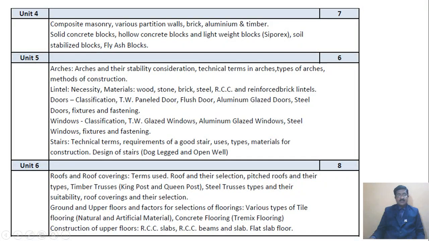Then unit number 6 requires 8 hours, which includes roofs and roof coverings, terms which are used in the covering section: roofs and their selection, pitched roofs and their types, timber trusses, which include king post and queen post, steel trusses, types and their suitability, roof coverings and their selection, ground and upper floors, factors for selection of floorings, various types of tile floorings, natural and artificial flooring material, concrete flooring, terrazzo flooring, construction of upper floors, RCC slabs, RCC beams and slabs, flat slab floor.